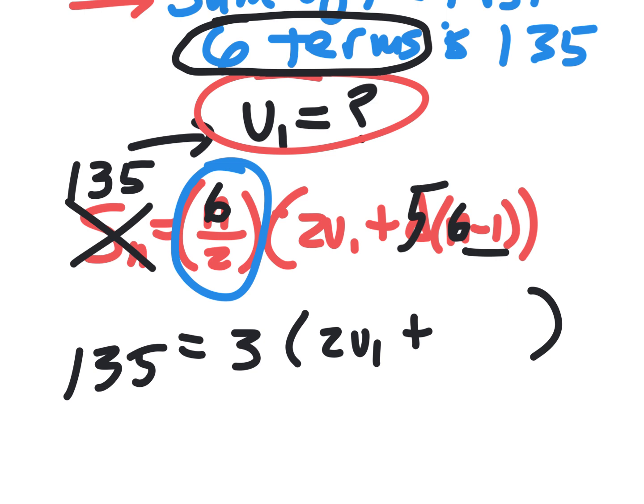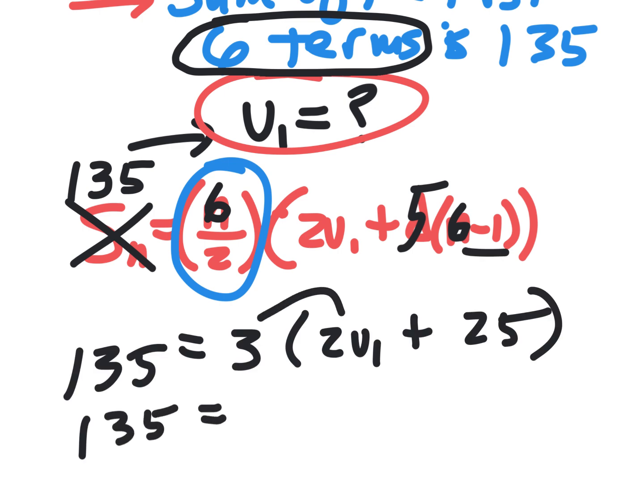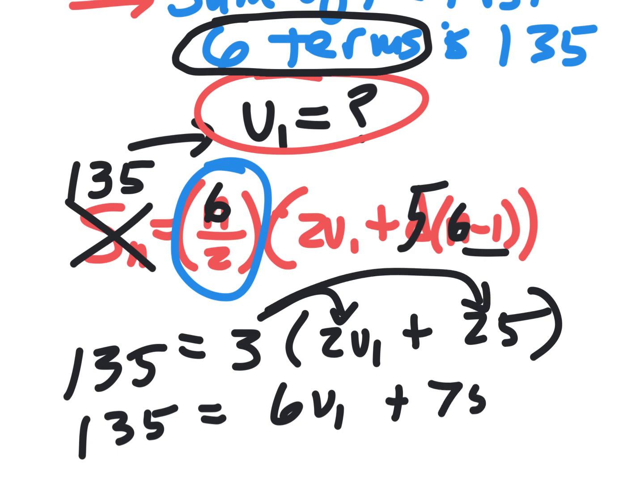Six minus 1 is 5. 5 times 5 is 25. There we go. 135 equals 3 times the 2u makes 6u1 plus 3 times the 25 is 75. In case you got stuck. Now, solve it. Get it down so you know what u1 is.